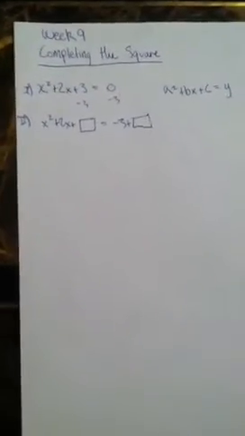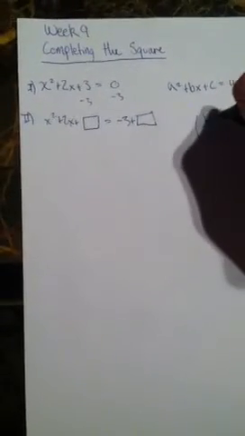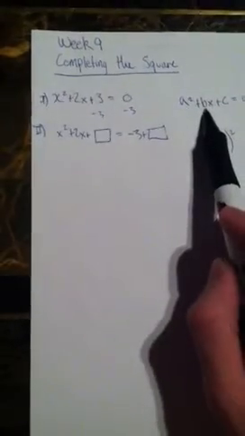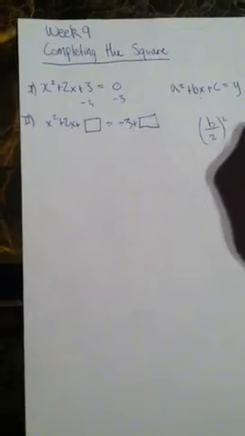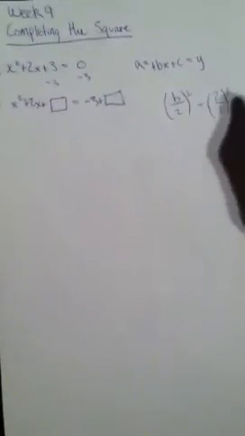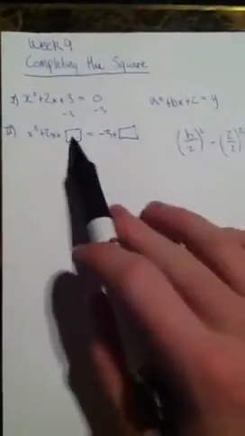we use a formula. That formula is b over 2 squared. Now that b is coming from our original problem, which in this case is 2. So that's going to be equal to 2 over 2 squared, which is 1. So we plug that in to our boxes. And those boxes do not move, by the way. They are always in that specific place.